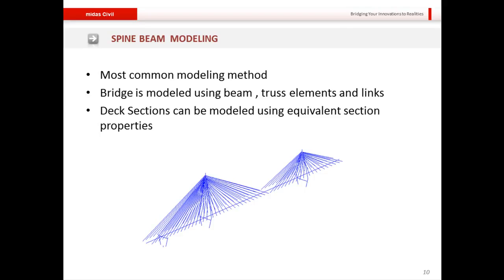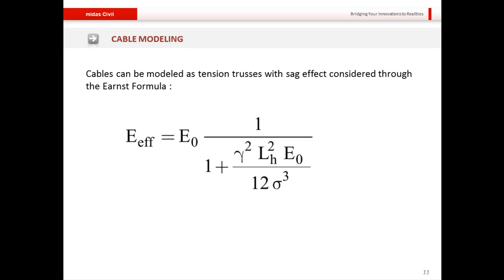So the deck element, you need not actually go for the entire geometry for the deck. Equivalent section properties are more often sufficient. Now, particularly with respect to cables, since the cables themselves are inherently nonlinear, the cables are usually modeled as tension trusses with the sag effect considered through the Ernst formula that you see over here. So this is the basic Ernst formula, wherein the stiffness of the cable is related inversely to its horizontal length and directly to the axial stiffness, the axial force.